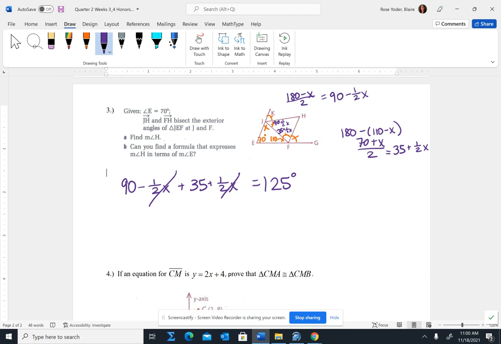So if I want to know the measure of angle h, I just need to know what's left from 180 if the two angles that I know add up to 125. So the measure of angle h is just 180 minus 125, which is 55 degrees.